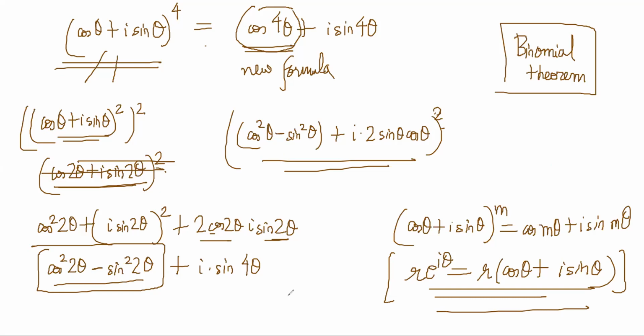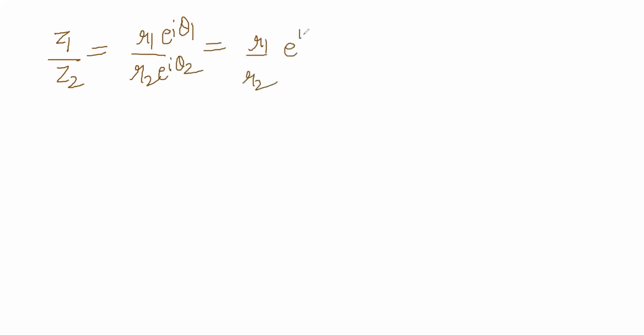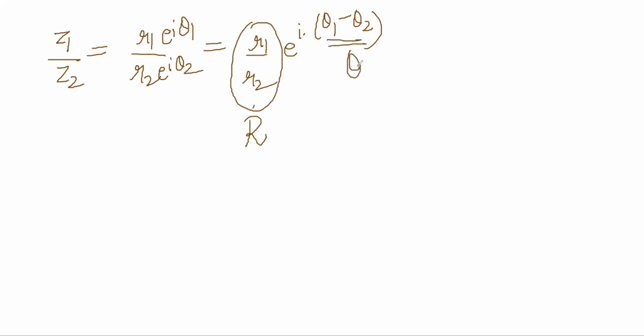Okay, so we have done a lot. Now we'll do division. What is the meaning of division? So Z1 by Z2 will be R1 by R2 e power I theta 1 by e power I theta 2, right? So it will be R1 by R2 e power I into theta 1 minus theta 2. So this is a new complex number, with this as the value of its R and this as the value of its theta.